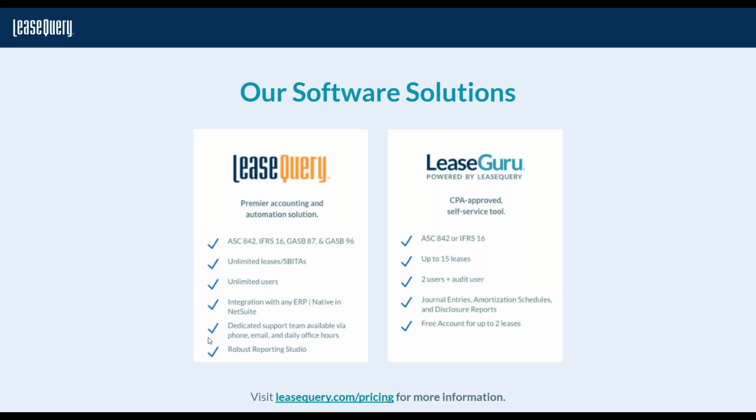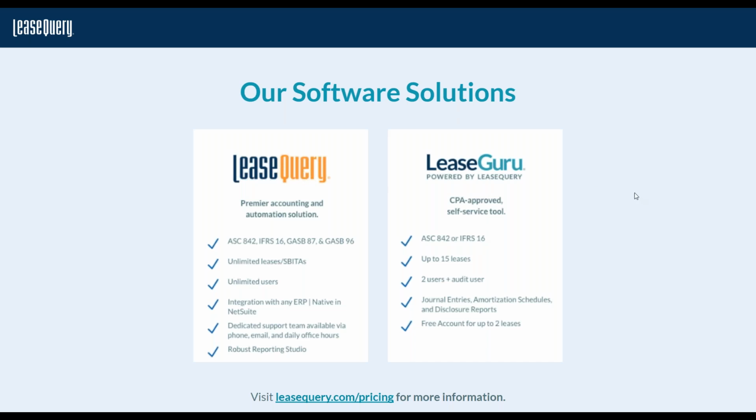With LeaseGuru in particular, it's again the same general idea, but just with a few more constraints. So we can only do ASC 842 or IFRS 16. We cannot dual report with LeaseGuru, but if you need to do 842 and IFRS 16 together, that is something that would push you into what we call LeaseQuery Advanced. But if it's one or the other, and again, not GASB, then we can do LeaseGuru.